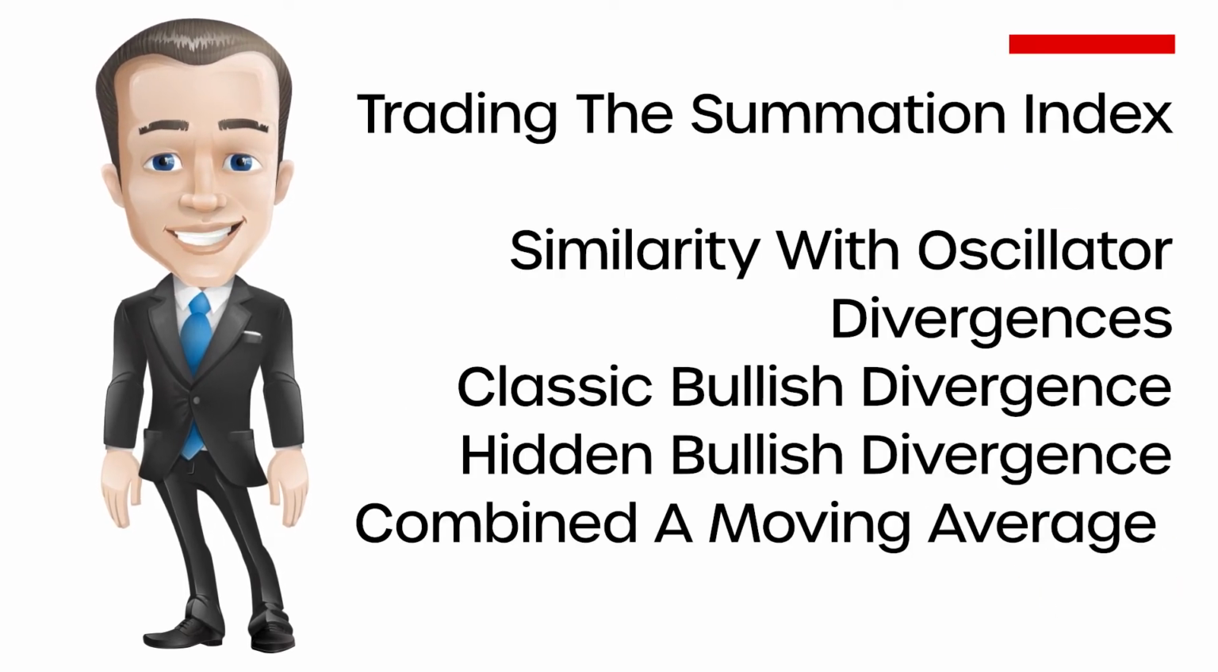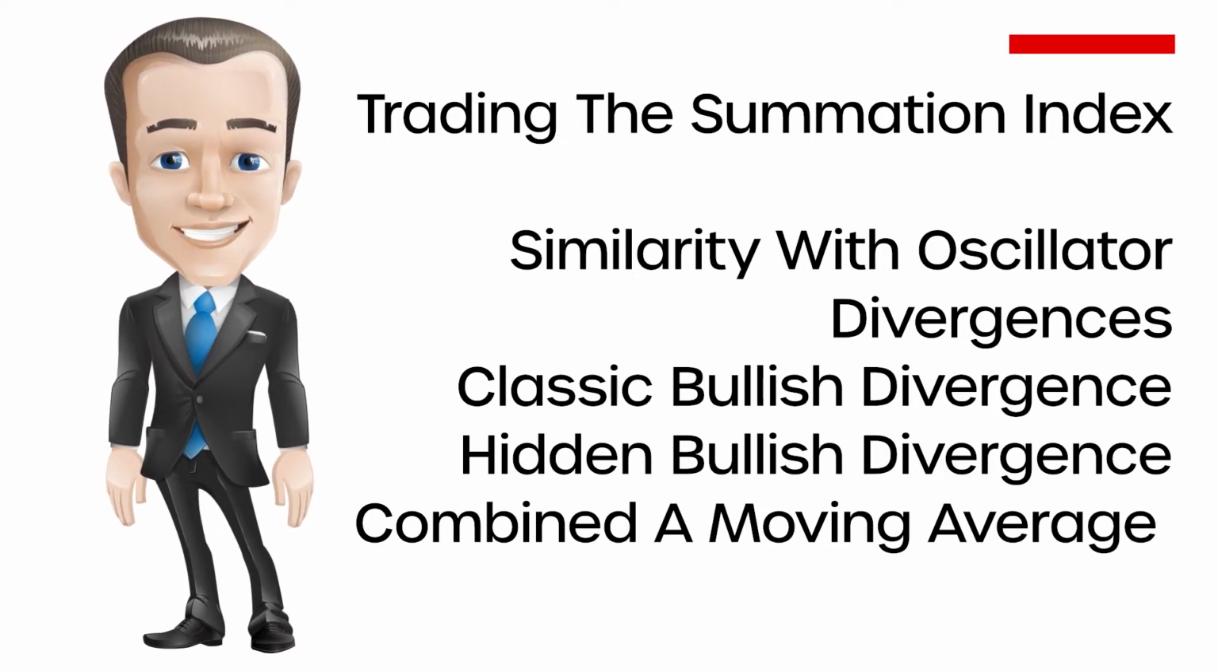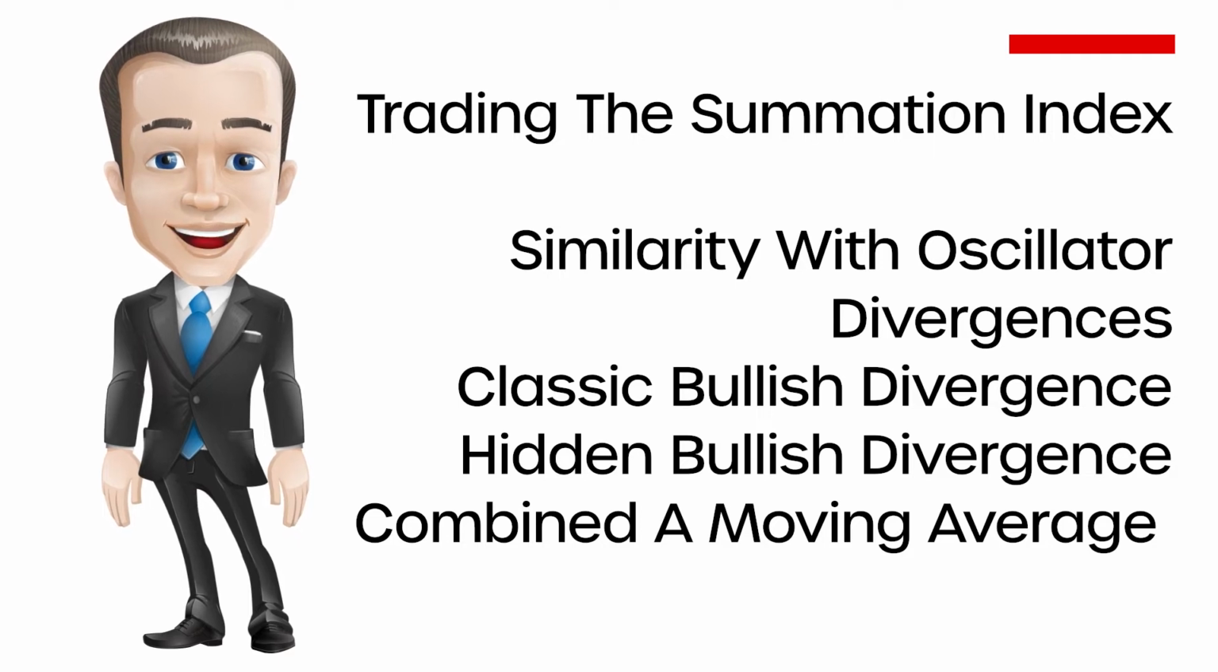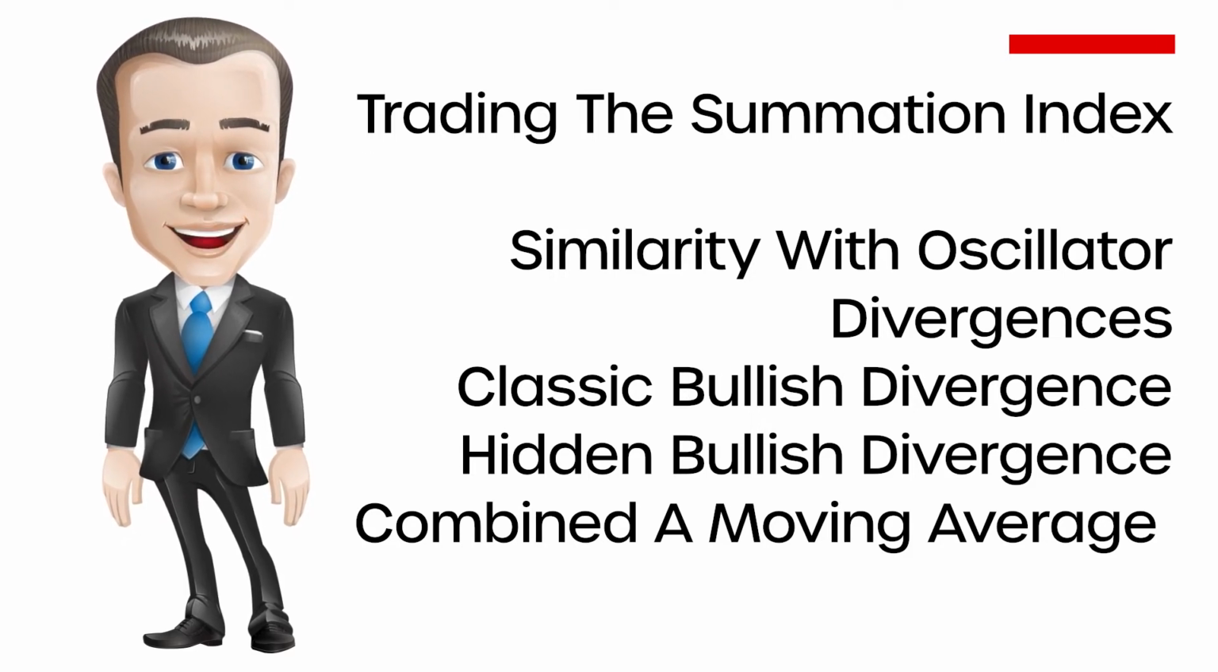Trading the summation index. Due to its logical similarities to the McClellan Oscillator, it is traded the same way. Traders are closely watching for both classic and hidden divergences between the indicator and the price, as well as determining overbought and oversold conditions. Divergences often precede moves in the indicator, but a divergence solely is not reliable enough to enter a position. Thus, further analysis with the help of other tools is required.